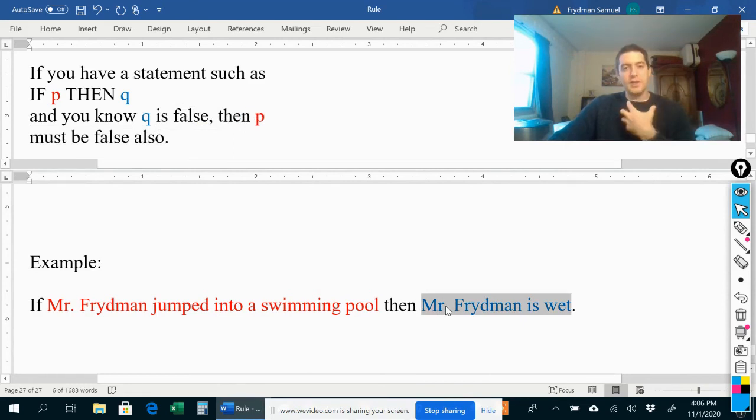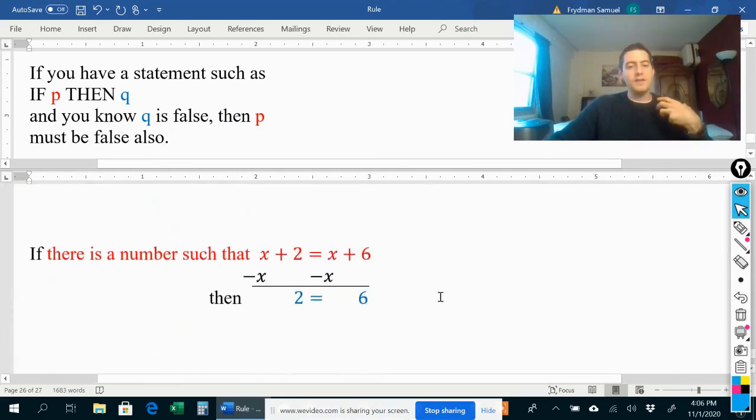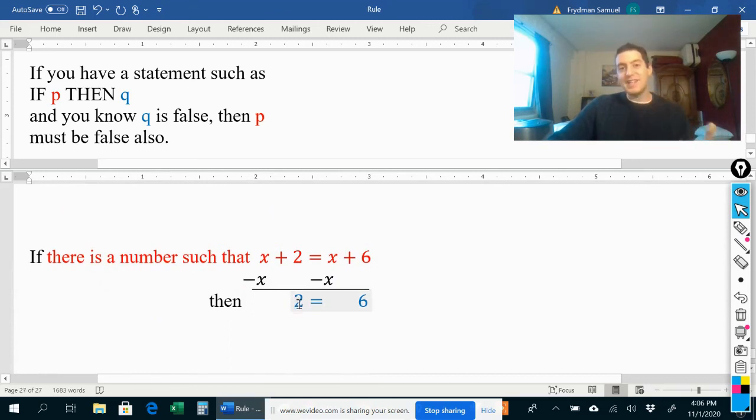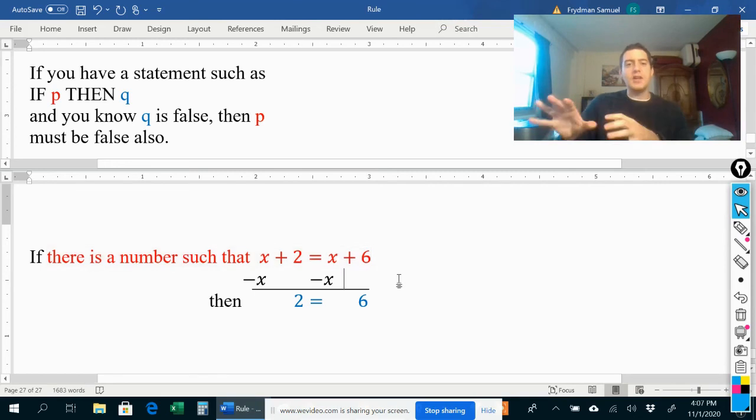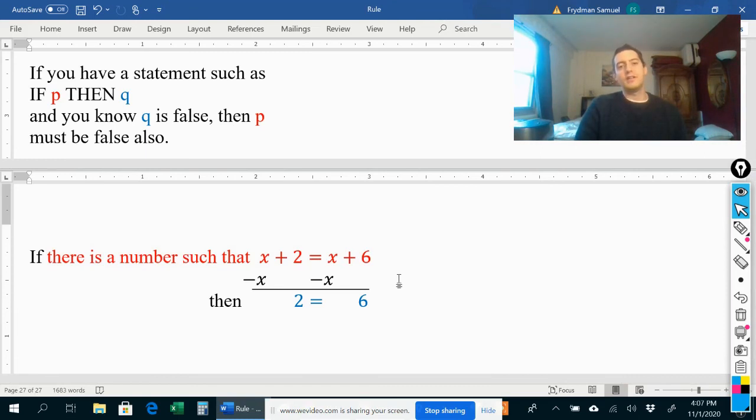Here, if you look at me and you see that I'm not wet, then it must also be the case that I didn't jump into any swimming pools. Down here, if you see that we get a nonsense statement, so you see that 2 is not equal to 6, this is false, then it must also be the case that this antecedent is also false. So there is no number such that that number plus 2 is equal to that number plus 6. Okay, so everything that I said in the last video, if you get a nonsense statement, then it means you have no solutions. That follows from the laws of logic here, okay?